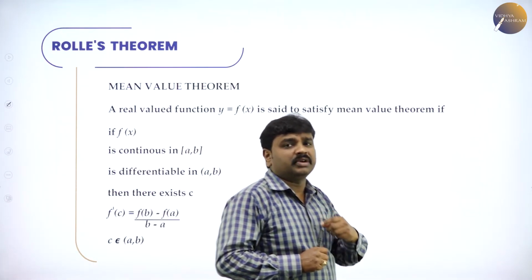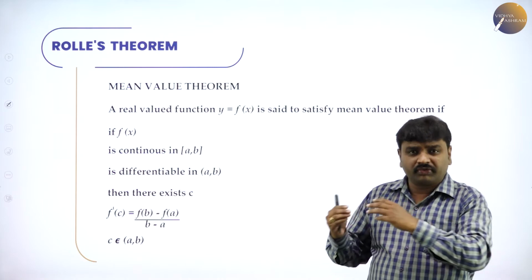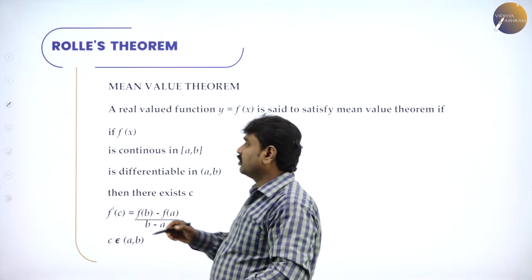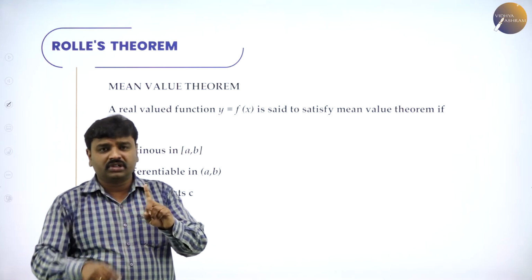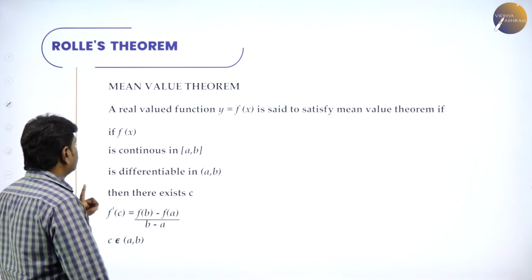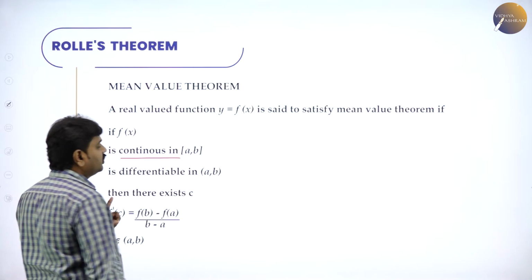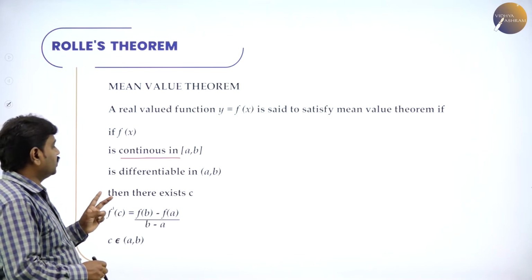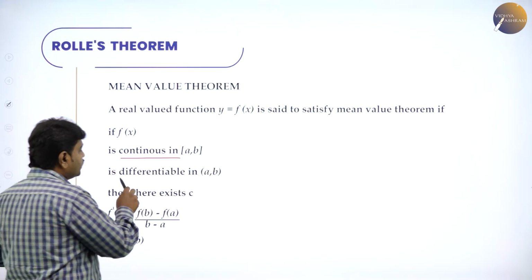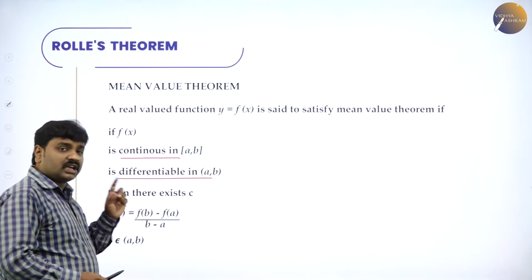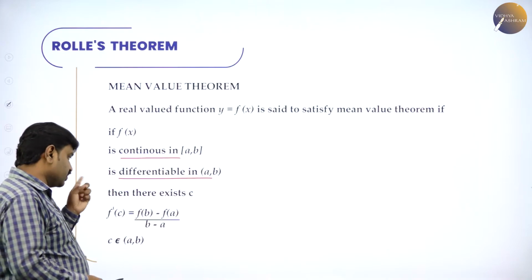Now we'll go to the mean value theorem. Just before we step into it, what is the first step in Rolle's theorem? In Rolle's theorem, the first step is we should prove it is continuous in the closed interval. In the mean value theorem also, the function should be continuous in the closed interval, same. And there we should prove it is differentiable in the open interval. Here also we should prove it is differentiable in the open interval. There we should find f dash c. Here also we should find f dash c.